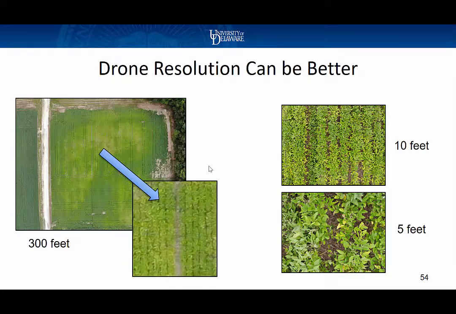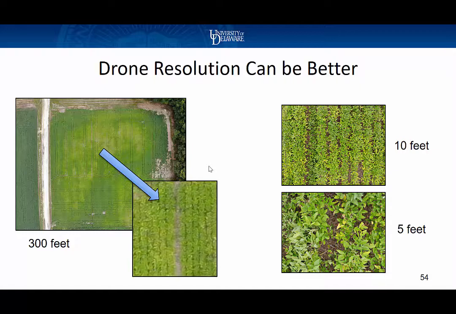Drone resolution can be a lot better. This is the image of that field at 300 feet. I can zoom in on it on the computer, and you can see that there's soybeans there. But if you want to hover 10 feet over that field, or you want to hover 5 feet over that field, you can. You use up some battery life, but if you see something you think is suspicious, you can come right down over top of that and get a picture. You're not going to get that necessarily with satellite imagery.